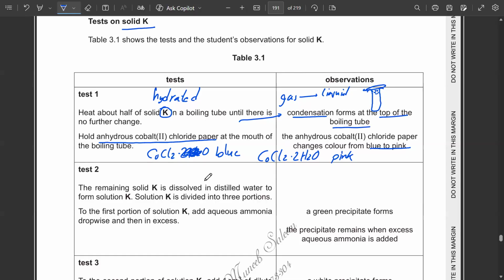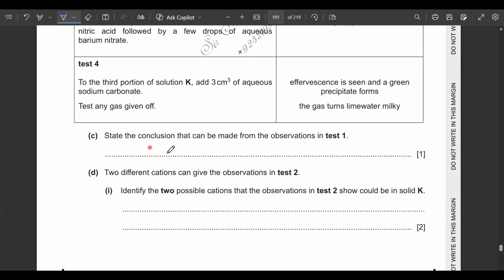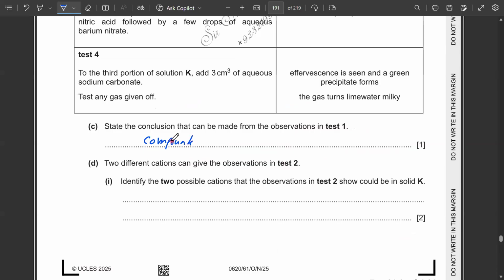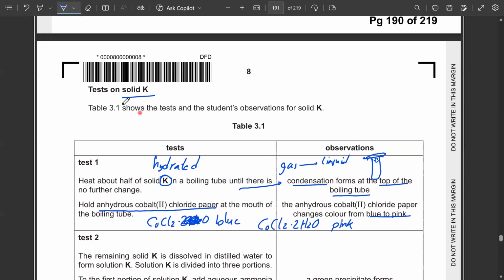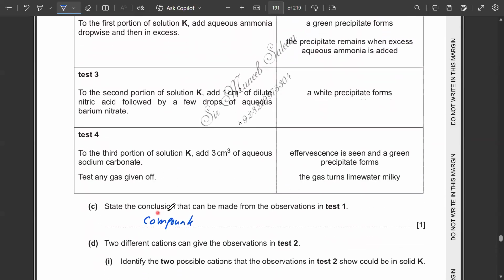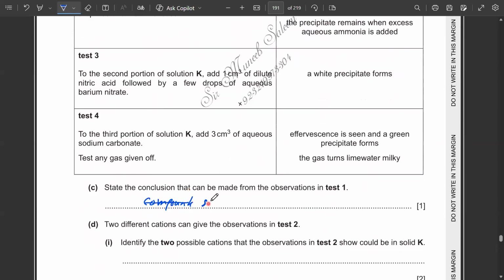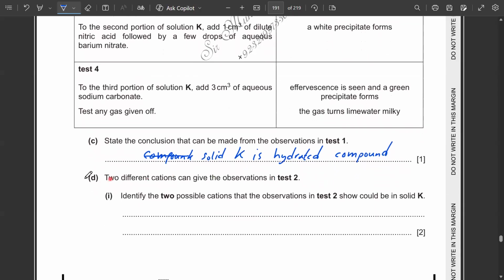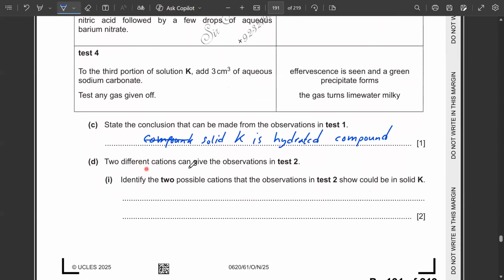So you will say compound K, or solid K, because they are saying it as solid. Instead of writing compound, you can say solid K is hydrated compound. Then D part, two different cations can give the observation in test 2. Identify the two possible cations that the observation in test 2 should show could be in solid K.